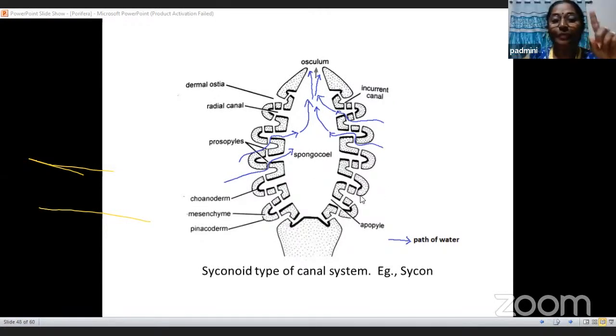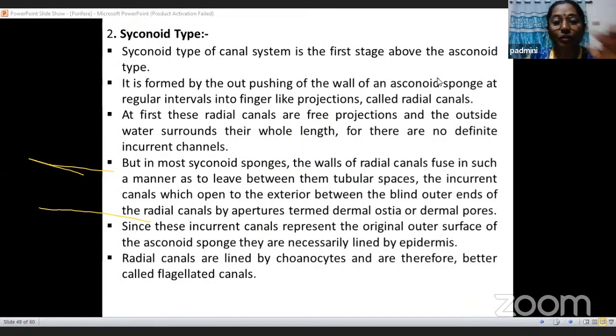So this is the Sycon type of canal system. What all do you have to remember? You have to remember that there is an incurrent canal, a radial canal, then the prosopyles, the apopyles, the spongiocele, and the osculum. Remember this and you will be able to write this answer very well. These are the points that you can use for your answer. Read it and you can write them.